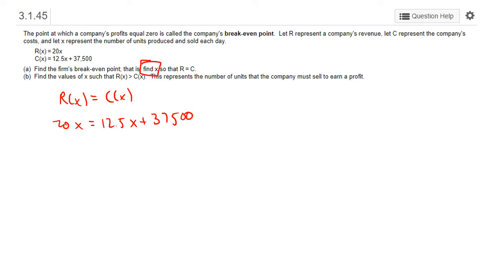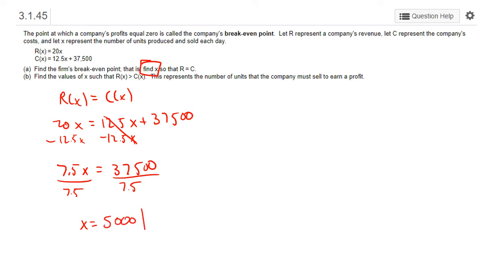So I subtract 12.5x from both sides. These cancel here. Here I end up with 7.5x equals 37,500. We have to divide by 7.5, for x equals 37,500 divided by 7.5. Pulling out a calculator quickly to check this, we just end up with a result of 5,000 exactly. So if I can produce and sell 5,000 units, my revenue and cost will be exactly equal.